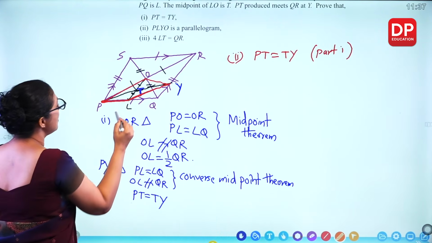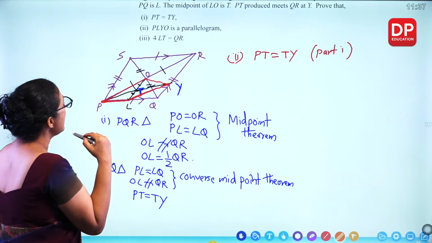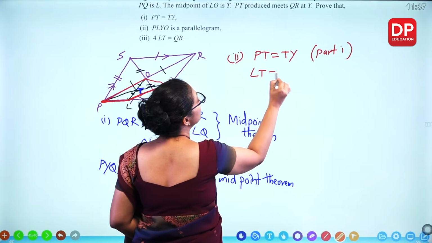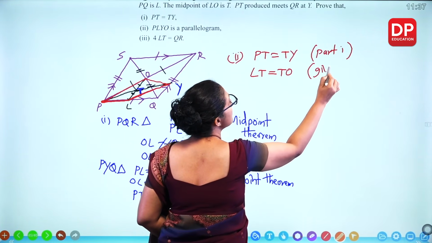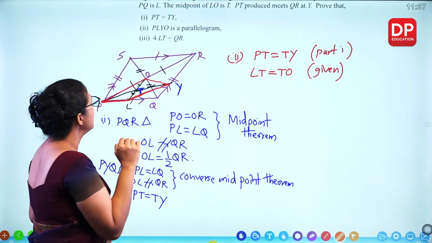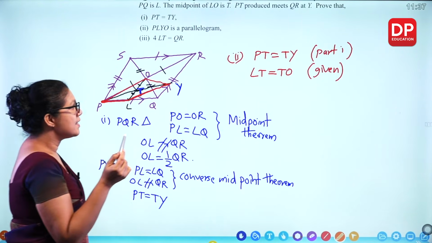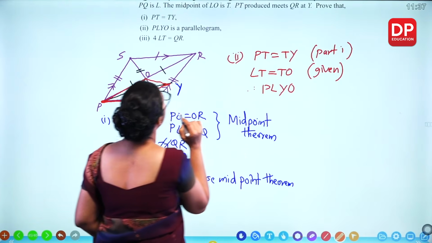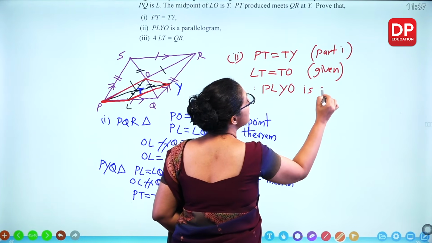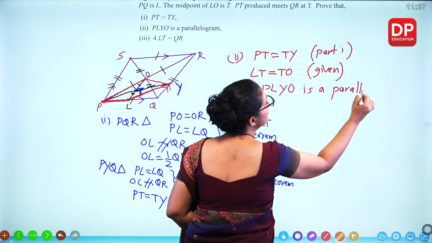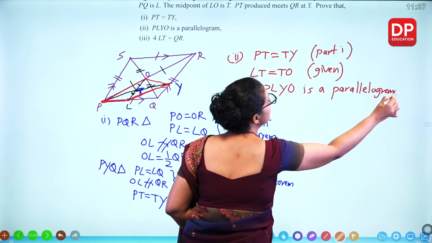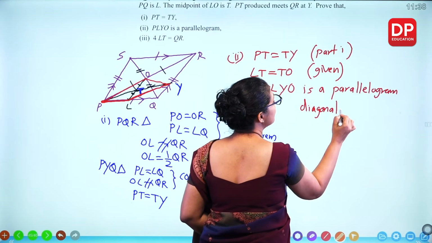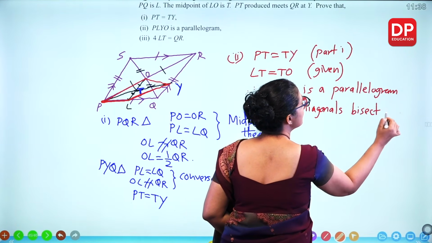And we know this information. LT is equal to TO. That's given in the figure. So diagonals bisect each other. So therefore PLYO is a parallelogram. We can write down diagonals bisect each other.